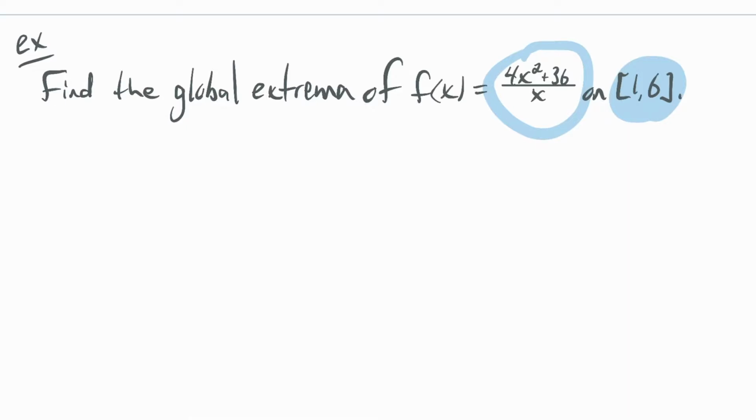Well, yeah, this is a rational function. The vertical asymptote is at x equals 0. I can tell by looking at the denominator. If you plug in 0, you'll be dividing 36 over 0, and you can't do that. There's an asymptote there. But 0 is not in the interval 1 to 6.